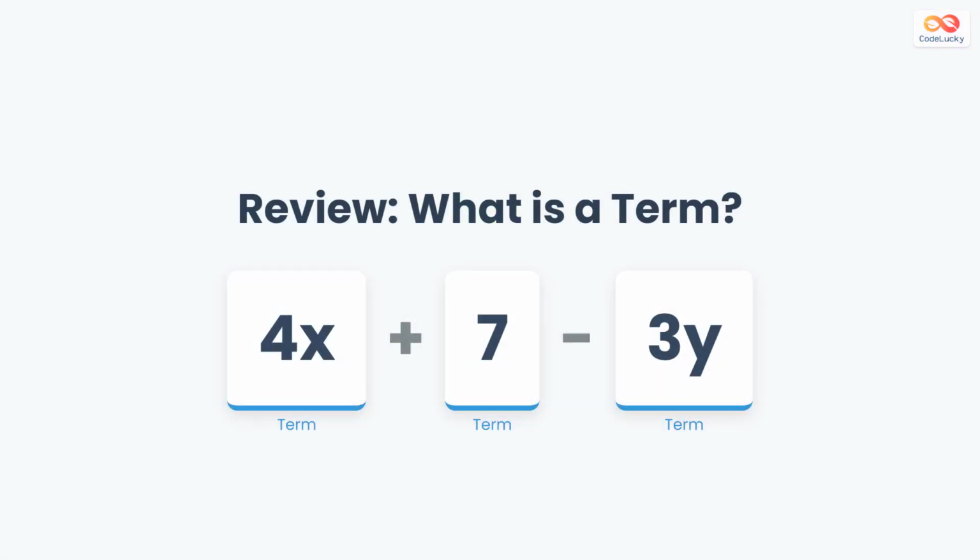Before we dive in, let's quickly review what a term is. In an algebraic expression, terms are the parts separated by plus or minus signs. For example, in the expression 4x plus 7 minus 3y, we have three distinct terms: 4x, 7, and 3y.